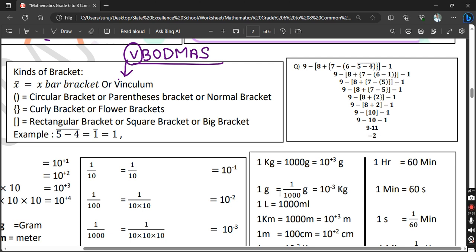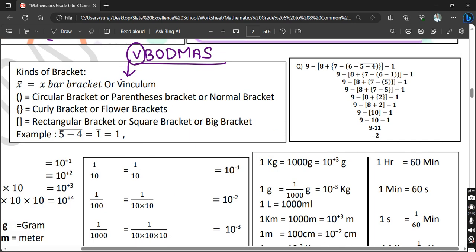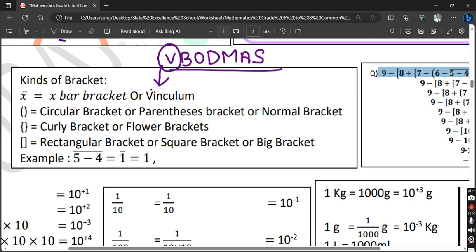Don't think of it as a bracket. Bar means it will be like a decimal point and so on. It is a simple bar. Basically there are four types of brackets that you can remember. That is the vinculum, after that the circular bracket, curly bracket, and rectangular bracket. And in the examination the question will come. Suppose the question comes like that, as you are able to see here on the right side. Now how will you solve this question?